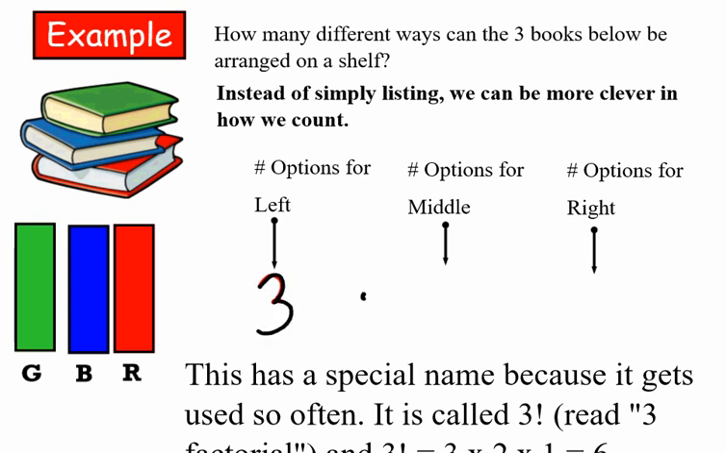But once that one has been set, let's say it's green, now there's only 2 options for the middle. The middle can either be blue or red. Let's say the middle is blue. And now there's only 1 option for the far right, and that's red. Well, 3 times 2 times 1 leaves me with 6. That's the counting principle that we've used before.